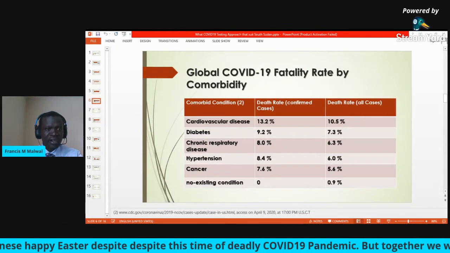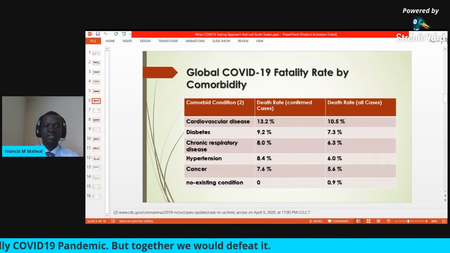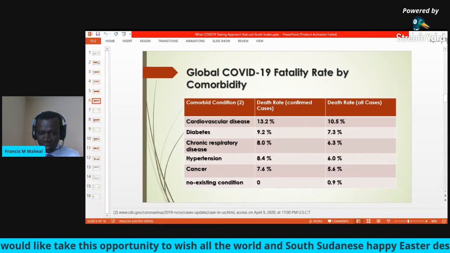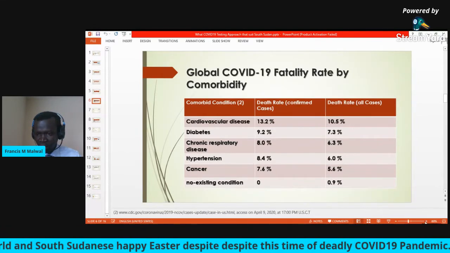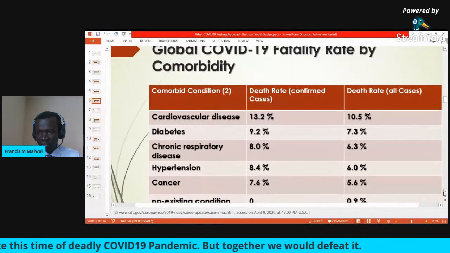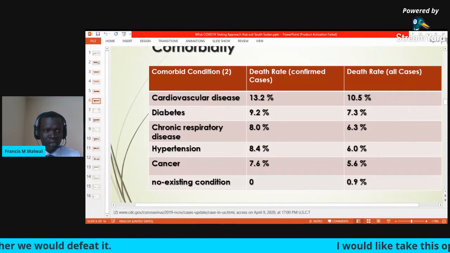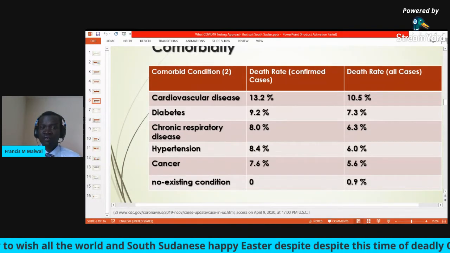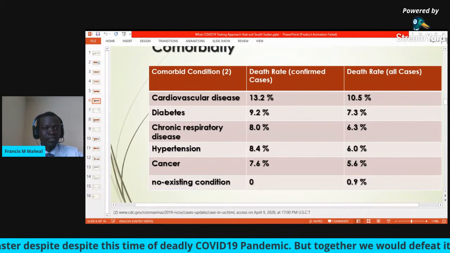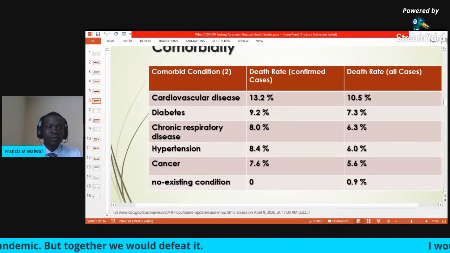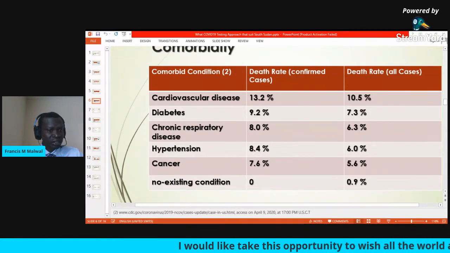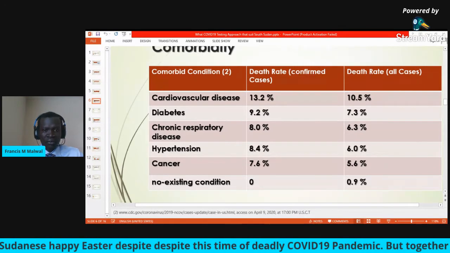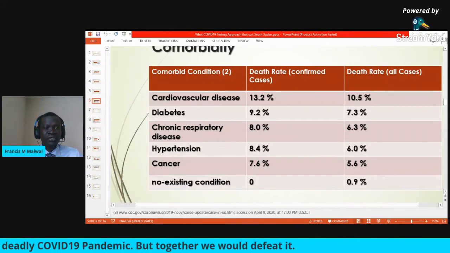The other factor that was very important in terms of planning for the country is the existing conditions. So basically, from the Chinese study, they came up with a stratification of the existing conditions. These existing conditions play an important role and increase the risk. So the risk is too high for those people who have cardiovascular diseases. If you have any cardiovascular disease, the risk of dying from COVID-19 is too high, around 10.5%. And those who have diabetes are second, they have a high risk. Those who have chronic respiratory disease have around 6.3 risk. Those who have hypertension also, and cancer also.